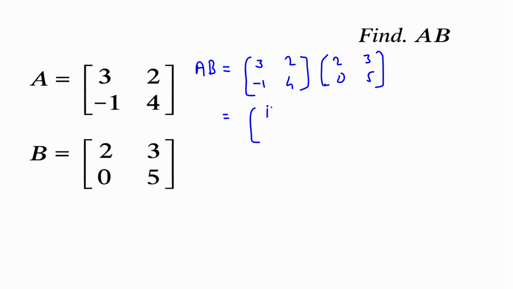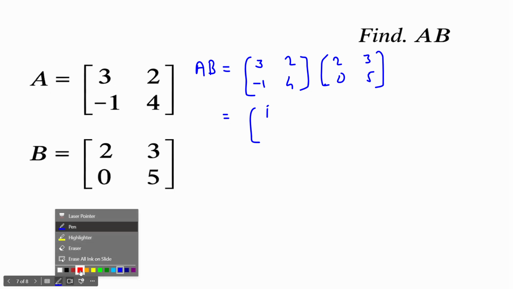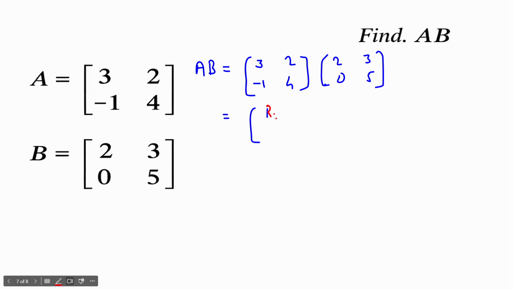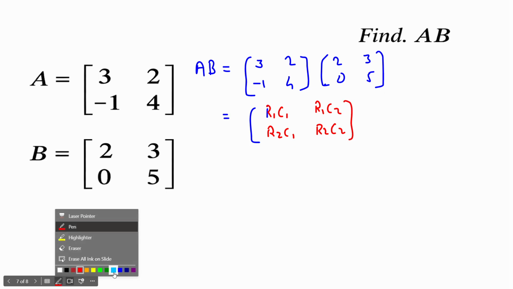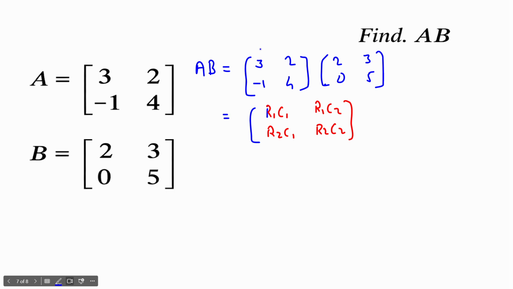Now what you have to do, initially write down this format. The format is R1 C1, R1 C2, R2 C1 and R2 C2. Now you have to consider the row elements of the first matrix, this will be your first element, this will be the second element in the row, and the column elements of the second matrix, that is 1 and 2.